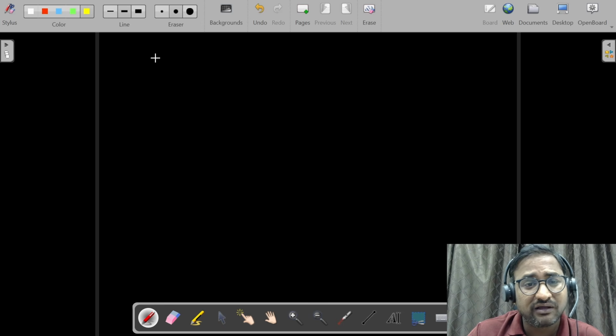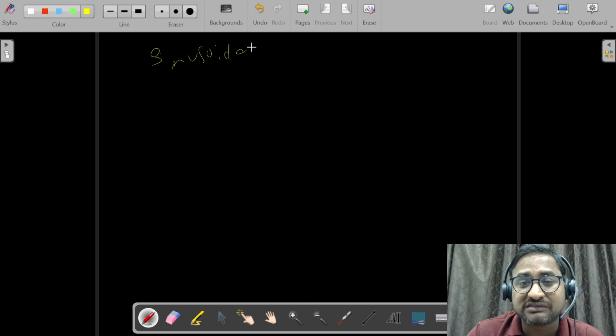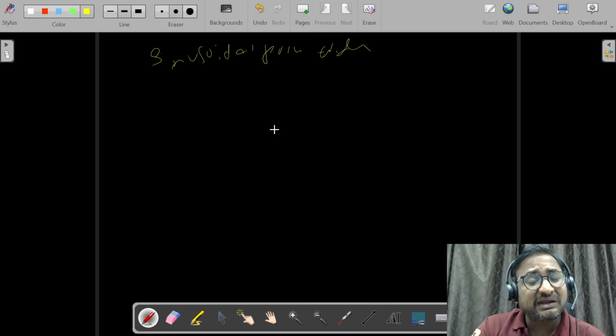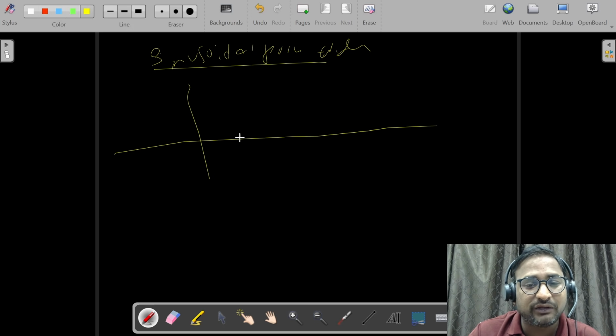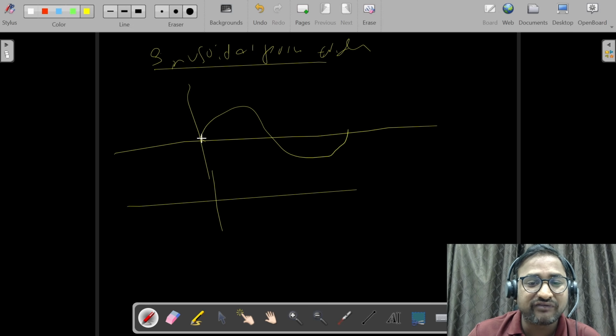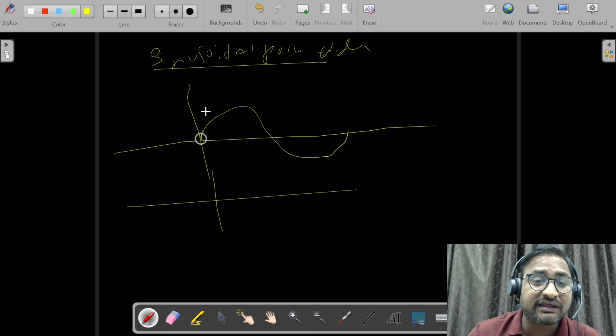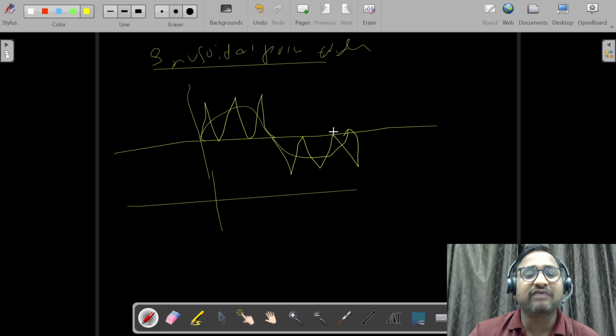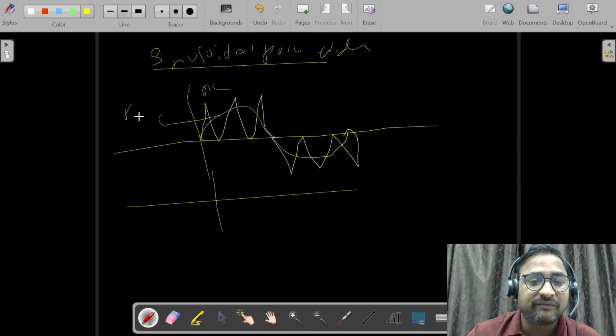one important method, which is sinusoidal pulse width modulation. In sinusoidal pulse width modulation, we basically use one reference signal, which is a sinusoid, and another carrier signal, for example triangular. I will explain why we use this: the triangular is the carrier, and the sinusoid is the reference.